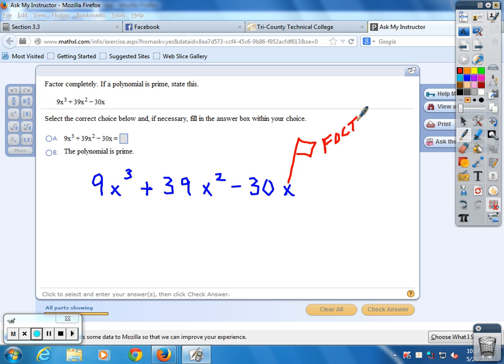And when we do that, we always factor out the lowest what? Exponent. And I think 3 will go into all of these. I don't think 9 will. Somebody help me out. 3? 3, and then x to the first. And now we divide everything out.